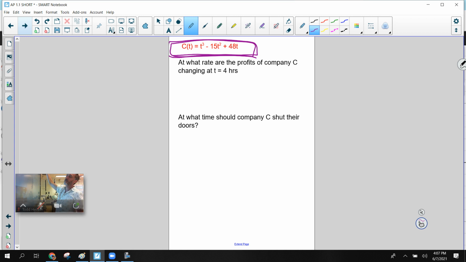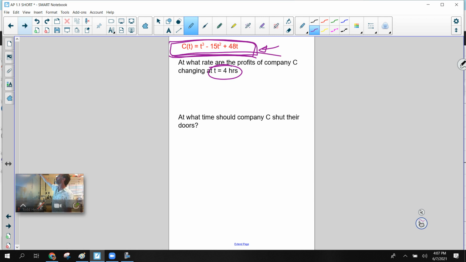So I gave this function meaning, right? Here, C is meant to represent the profits of company C. So we've got a company called Company C. They need a new marketing person. And then this gives you their profits after T hours of being open, okay? And it says at what rate are the profits changing? How much do the profits go up or down per hour at 4 hours? And then at what time should we shut the doors?